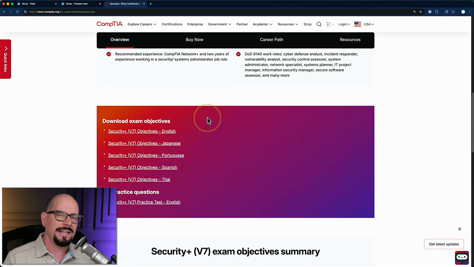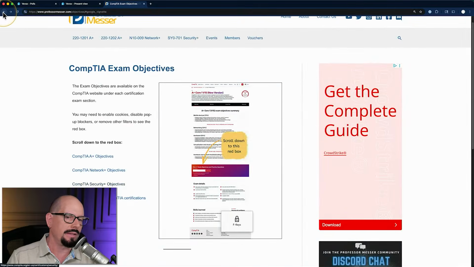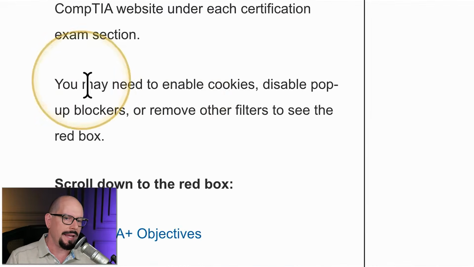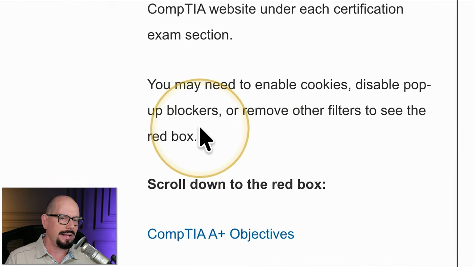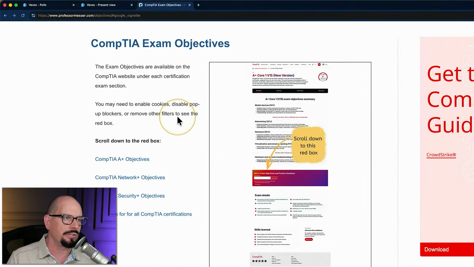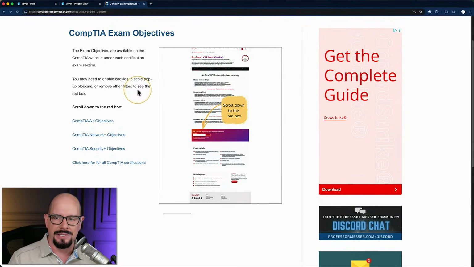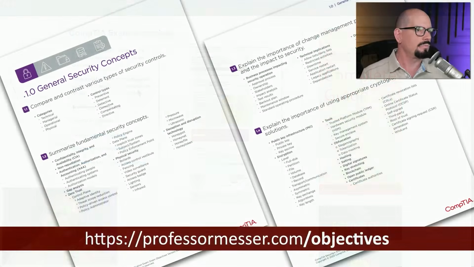But if you have any type of filter, if you have JavaScript disabled, if you are blocking certain things on your page, if there's any type of filtering, you may notice that that red box is not there. And that's why I put on this page that you may need to enable cookies, disable pop-up blockers, or remove other filters to see the red box, because if you don't do that, you just won't see it.